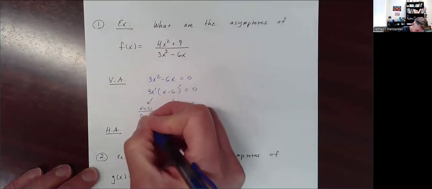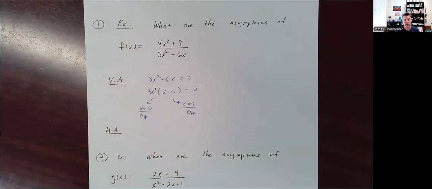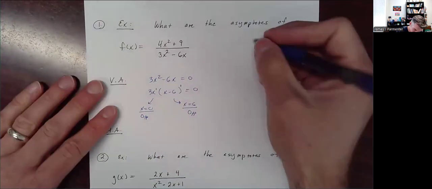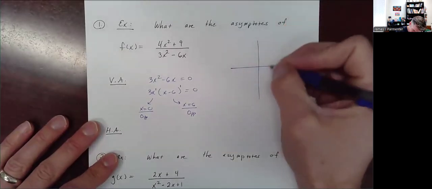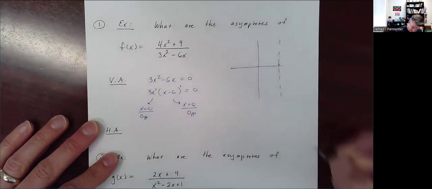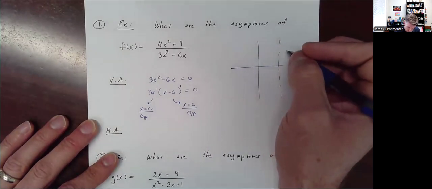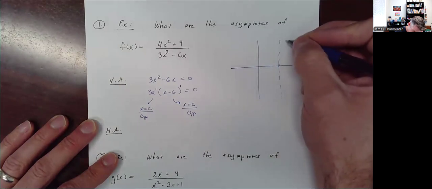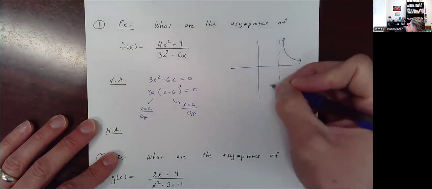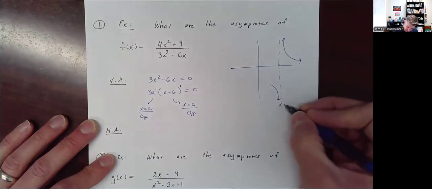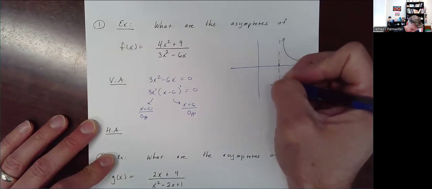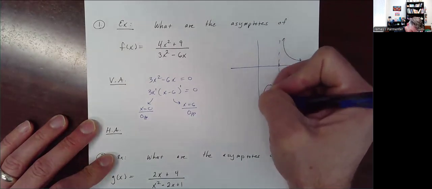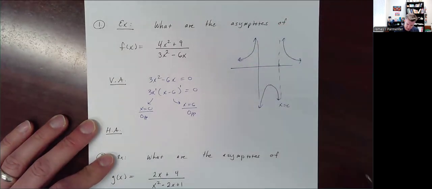I don't love just writing O, so I'm going to write opposite, even though in the homework it says O. So they're both going to go like this or like this. I don't know exactly what this graph looks like, and I'm not graphing the whole thing. I'm just pointing out that at x equal to 0 and x equal to 6, it's going to be something like this. At x equal to 6, it's going up on one side, down on the other side. Same deal over at 0. It's probably going to go something like this and then like this, down on one side and up on the other side.